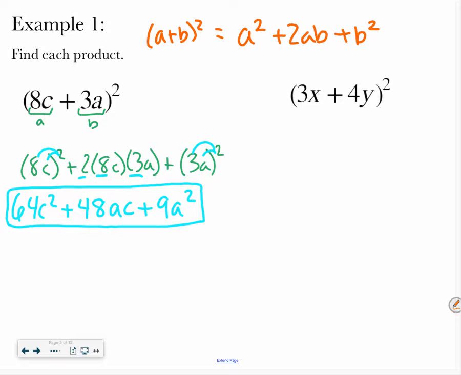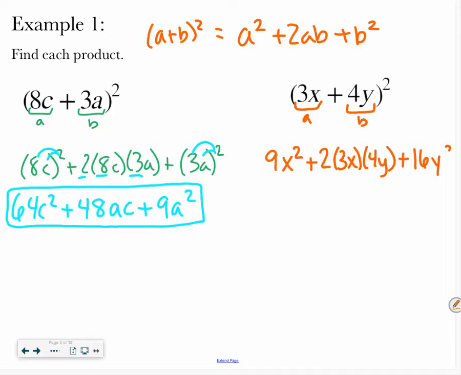Let's try another one. So I have my a term, I have my b term. So my a term squared, that's 3 squared, that's 9x squared plus 2 times a times b plus b squared, so that's 16y squared. So I do 4 squared, 16, and then y squared. So I have 9x squared plus 2 times 3 times 4 gives me 24xy plus 16y squared.